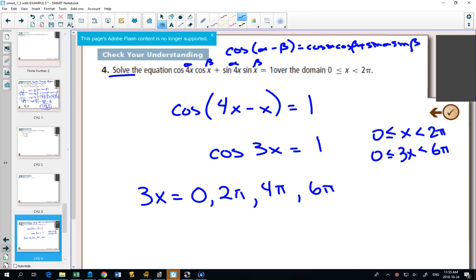However, in this situation, 6 pi is not included. Right? This is really rude to 6 pi. This is like handing out birthday invites and giving it to a friend and then, oh, sorry, and taking it back. And then to solve for x, we divide everything by 3. And so x is equal to 0, 2 pi over 3, and 4 pi over 3.